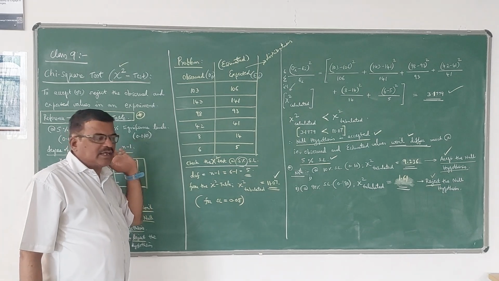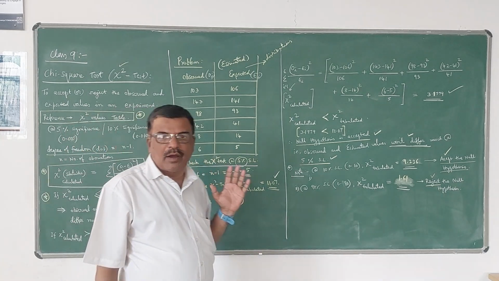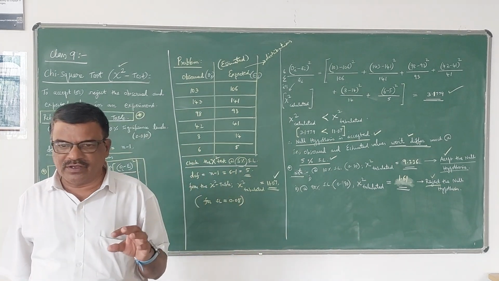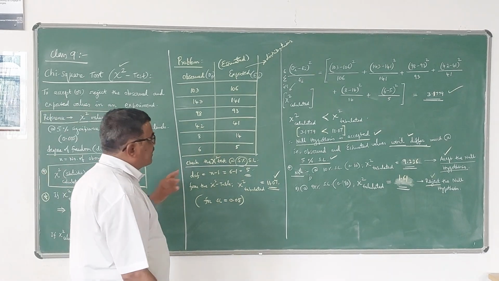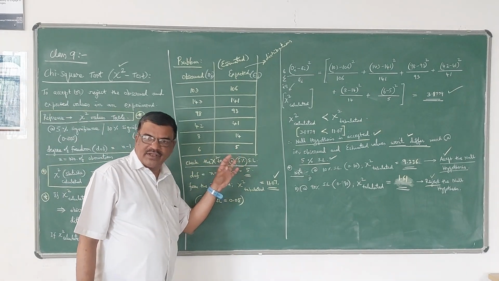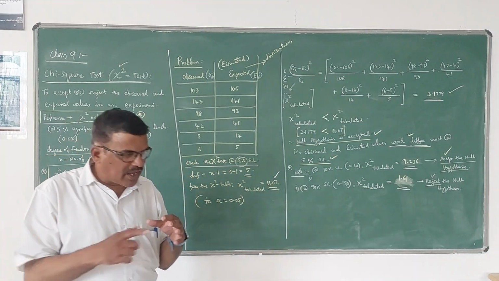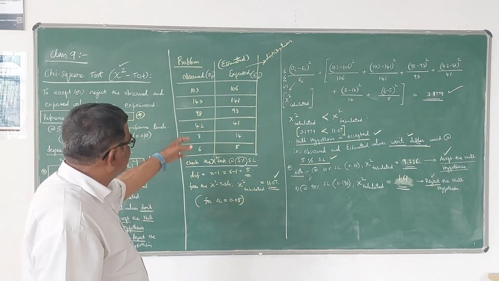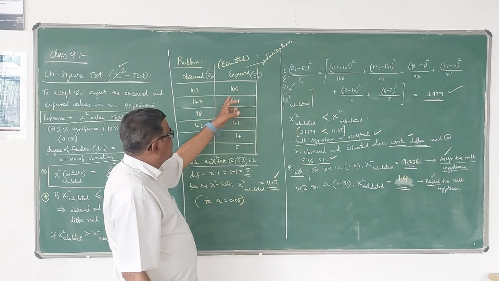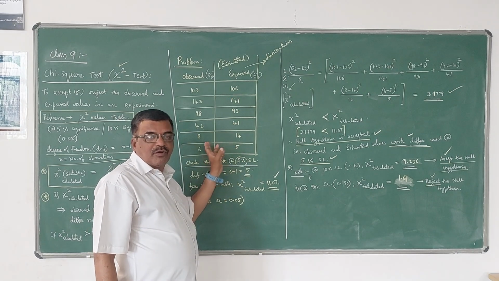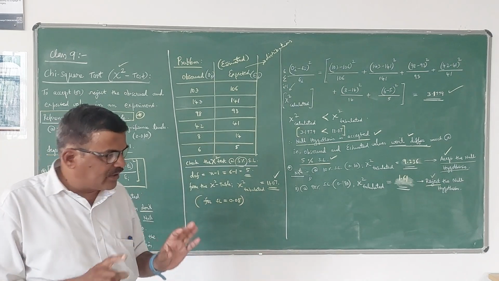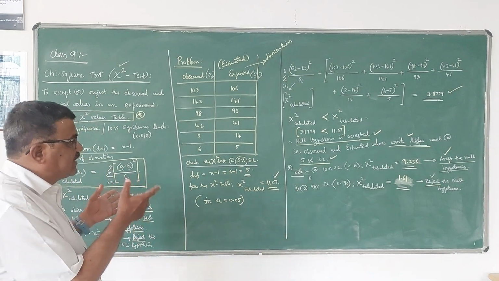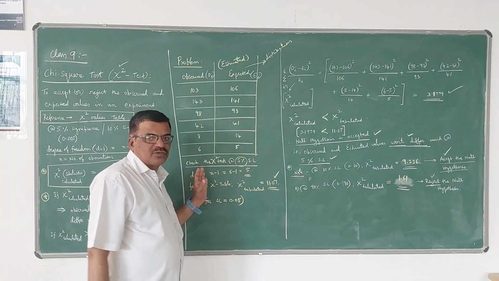This chi-square test is normally used to compare the observed values from the experiment with the expected or estimated values from the equations or the theory behind it. If you want to compare how well we can accept or reject the data, we use this chi-square test.